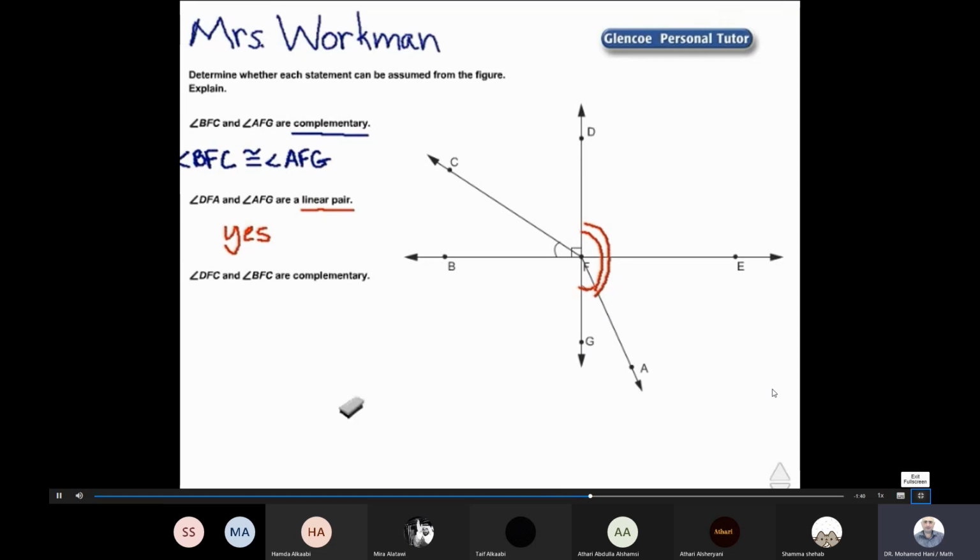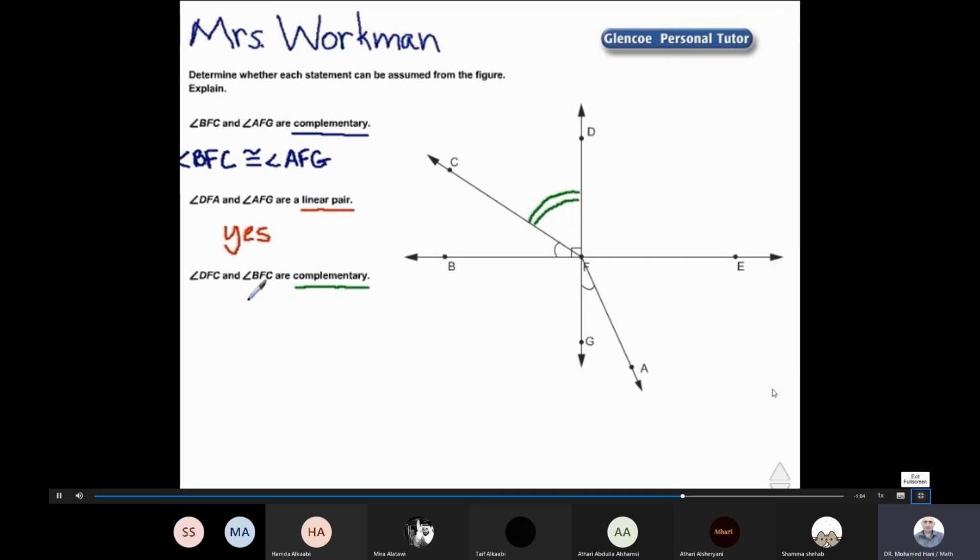Again, I'm going to start with a fresh, clean diagram, and let's look at that third statement. Angle DFC and angle BFC are complementary. There's that vocabulary word again. We know that complementary angles are angles whose measures add up to 90 degrees. Where is angle DFC? Angle DFC is this angle here.